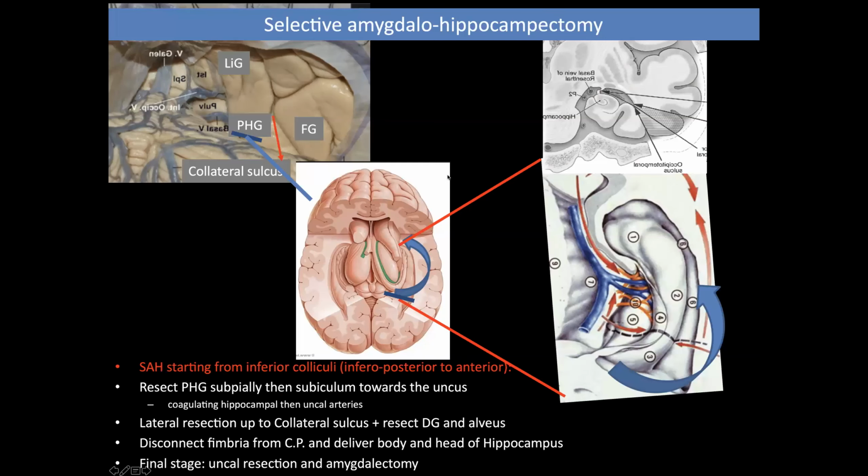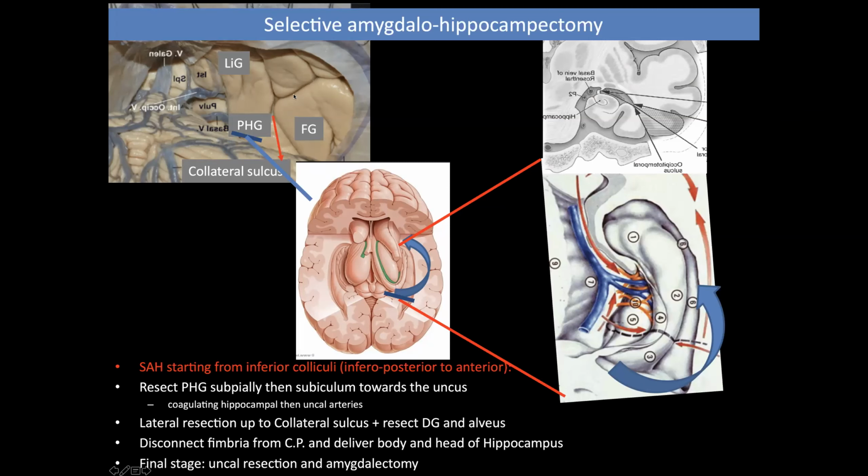It's important to note that tumor pathology will, of course, obscure this normal anatomy. Now, I'm not going to go into detail over the steps of performing a selective amygdalohippocampectomy through this approach.